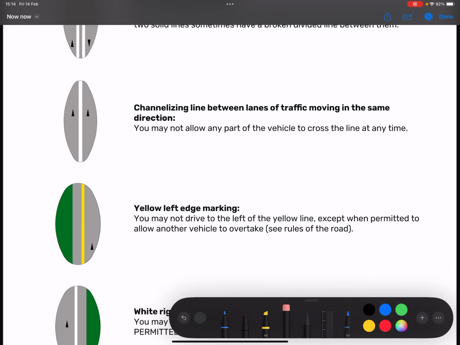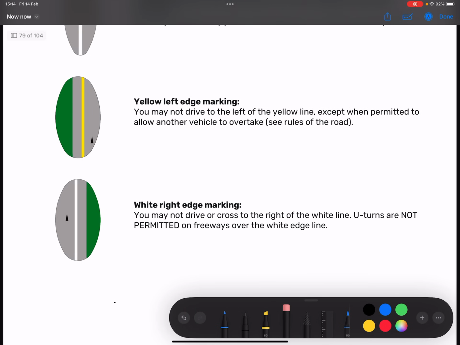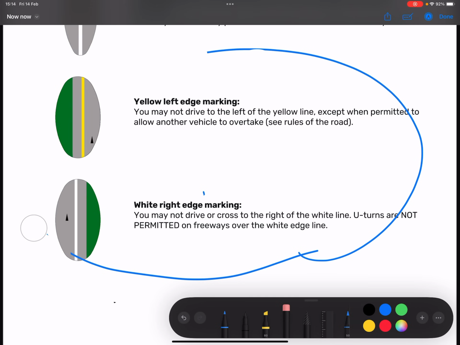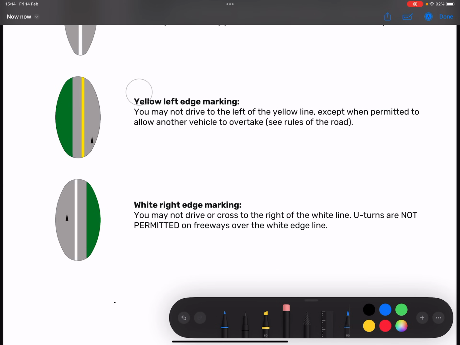All right. And then you also have the yellow left edge marking, and the white right edge marking. So these ones, if you go and check a video where we cover the rules of the road, we do cover that on the yellow left edge marking. What are the rules with regards to that? And the white right edge marking, what are the rules with regards to that? Okay, but simply the yellow left edge marking is normally called the shoulder of the road, the shoulder.